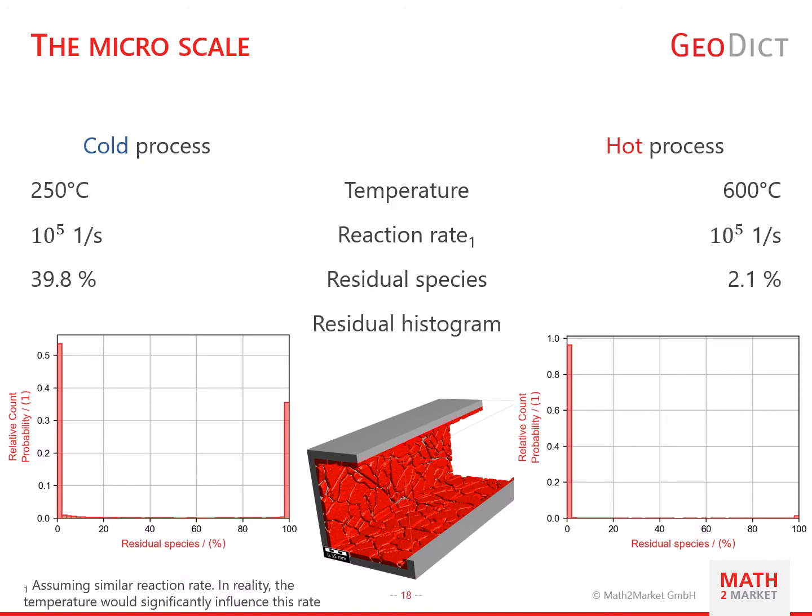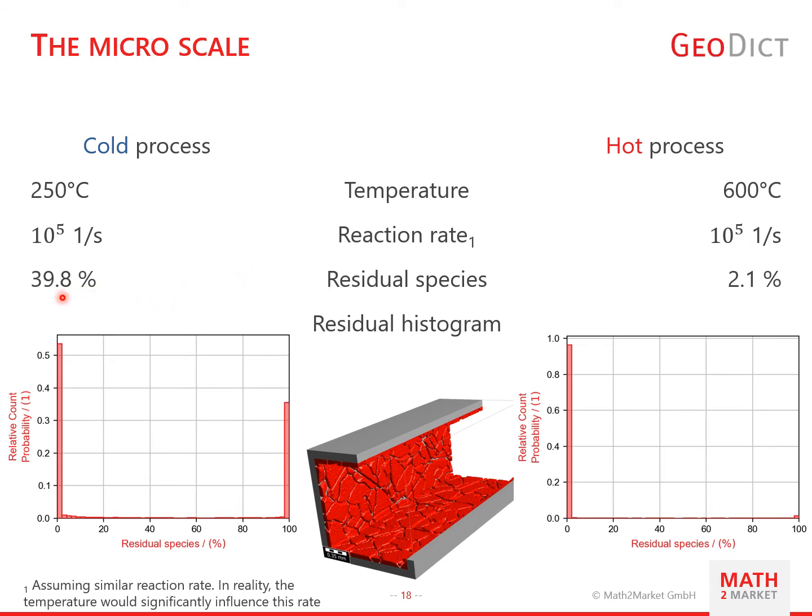Okay, and here we see the microscale results. So again, we have a hot and a cold process, and we will now simply assume that our reaction rate is the same for both temperatures. This would totally not be the case in reality, but since I do not know the real reaction rate that we have, I will simply take the same for both cases, and we see differences even if our reaction rate is the same for both hot and cold process.